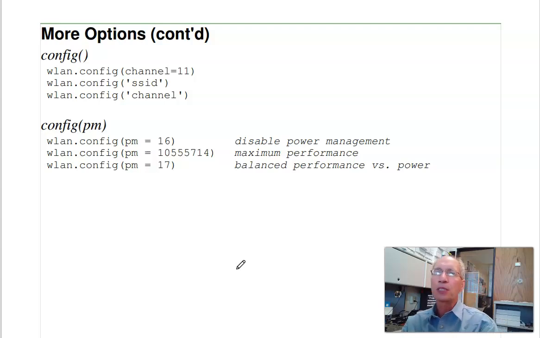And some other options: I can set the channel, I can set the SSID, find out what the channel is. I can also adjust the power management. That affects the range. I can disable power management, set for maximum performance, balance performance versus power, stuff like that.